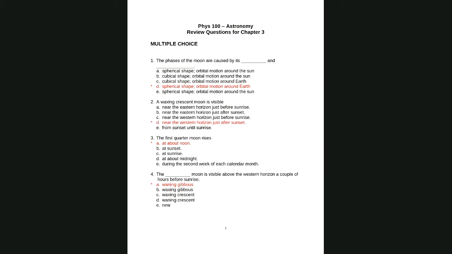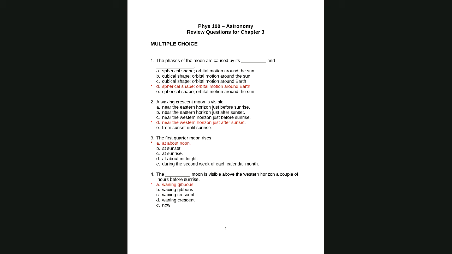We are done with chapter number 3, and we're going to look at the review questions. The first question says, the phases of the moon are caused by its blank and blank. So the right answer is spherical shape and orbital motion around the Earth.